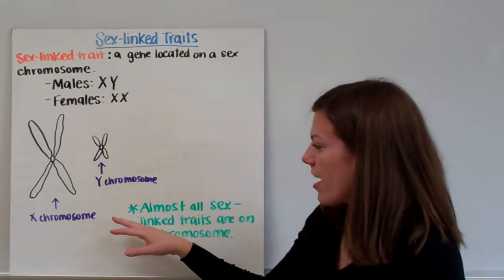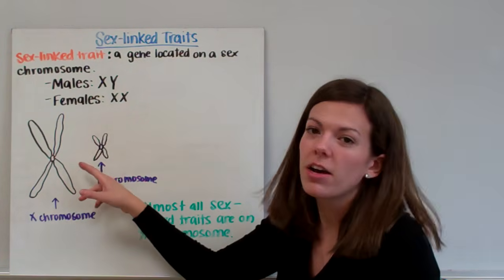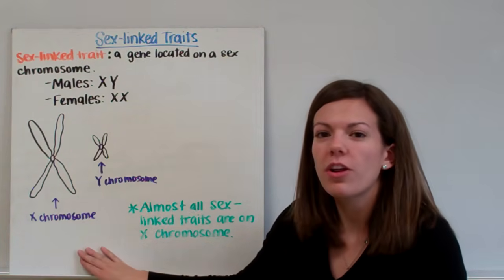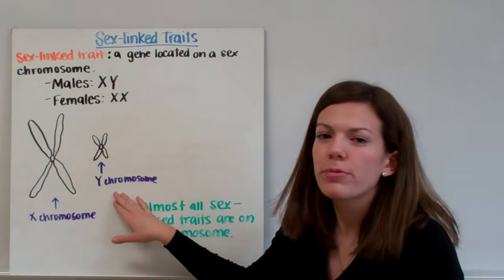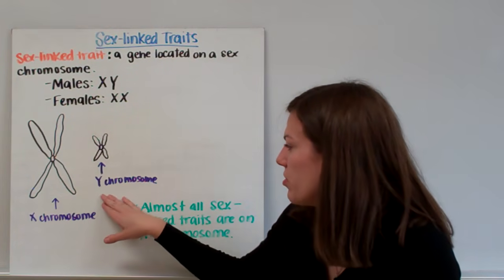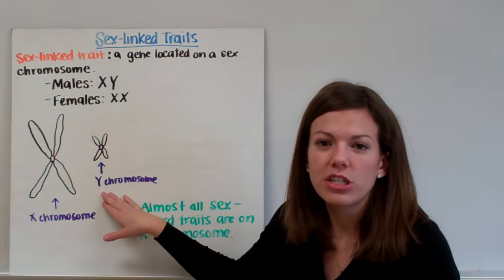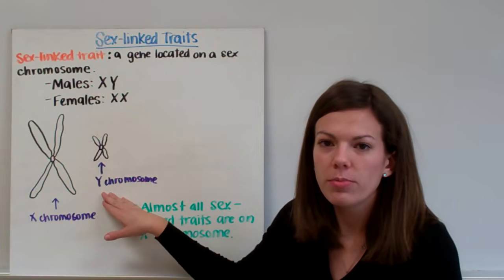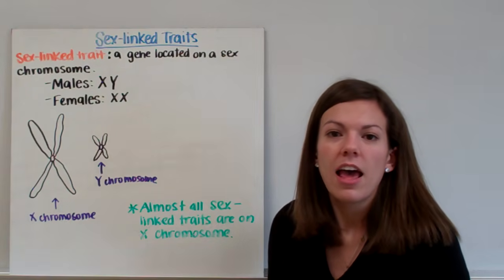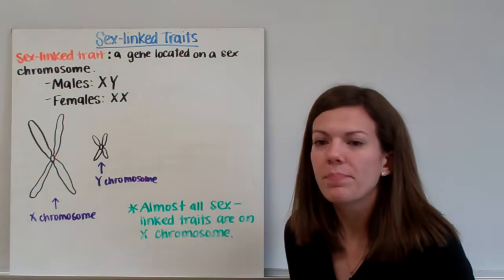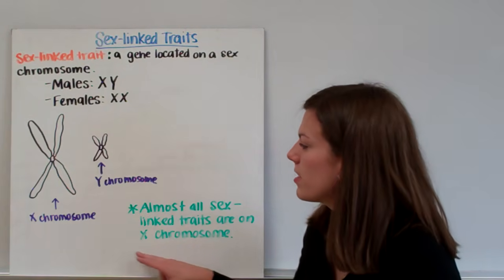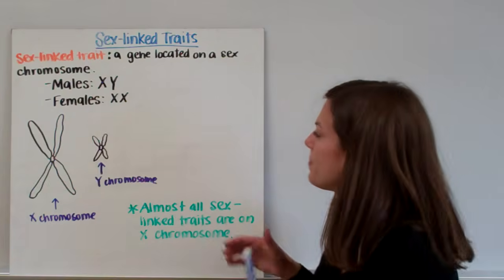If we take a look at our X and Y chromosomes, our X chromosome is much bigger than our Y chromosome. And since our X chromosome is much bigger, it can hold a lot of genes, whereas our Y chromosome is very small, so it only has a few genes. The only genes you really need to know that are located on the Y chromosome are genes for testes development. The Y chromosome is so small, it doesn't have genes for much of anything else, except genes that identify a male as a male. So almost all sex-linked traits are going to be on our X chromosome since it's so much bigger.